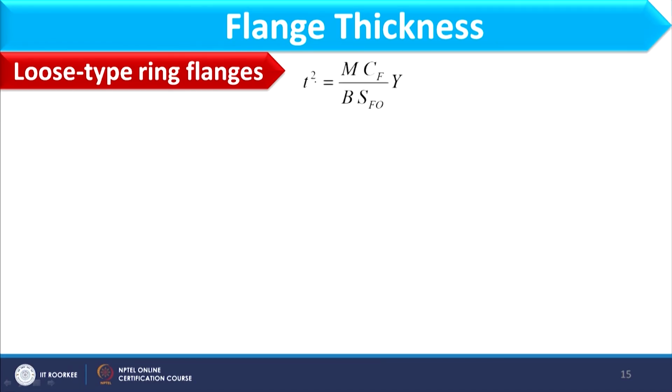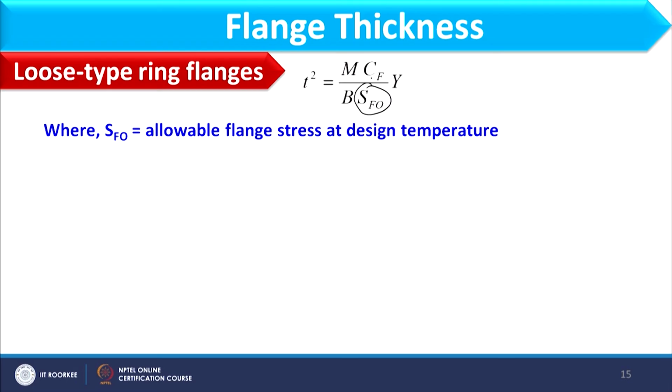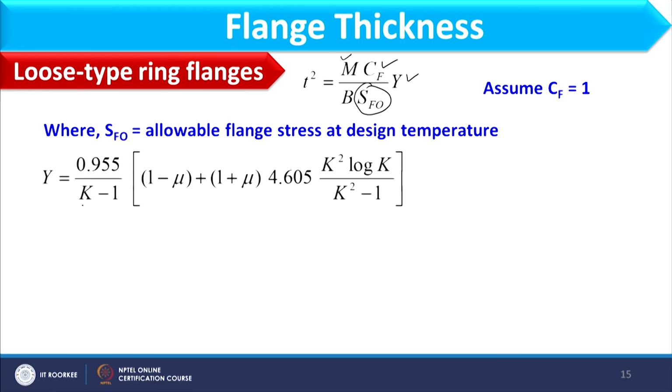Once I have calculated the controlling moment, I will find the flange thickness as t square, which is equal to M CF Y by B SFO. SFO is the allowable stress of the flange material. B is basically the bore diameter or inner diameter of the flange, which in this case is equal to D naught, and M we have already seen in the last slide, and CF is the correction factor. Y is the factor computed by this expression, where mu is the Poisson's ratio and K is defined as A by B. A is the outer diameter of the flange, B is the inner diameter of the flange.